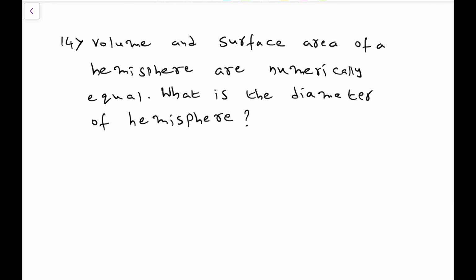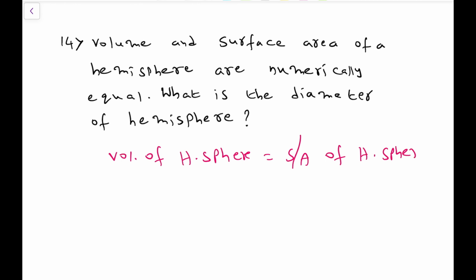Next question is, volume and surface area of a hemisphere are numerically equal. Then what is the diameter of the hemisphere? Volume of a hemisphere is equal to surface area of hemisphere. So volume of a hemisphere formula is 2 by 3 pi r cube, equal to surface area of the hemisphere, which is 3 pi r square.